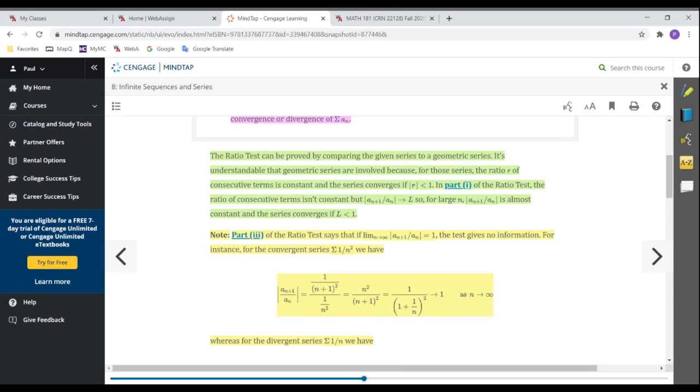Are there any questions on that before we get back to our example? All right. Well, then let me stop the sharing here and go back to our example that we were looking at.